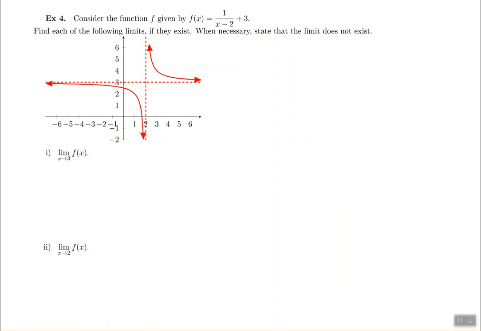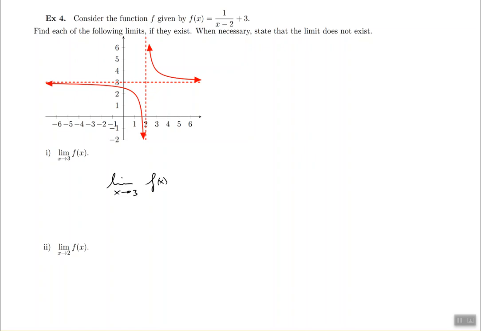So here's another example that uses a graph to find the limit instead of a calculator. We're told that the function f of x is 1 divided by x minus 2 plus the number 3, and the graph of it looks like this. In part 1, we need to find the limit as x approaches 3 of this function f of x.